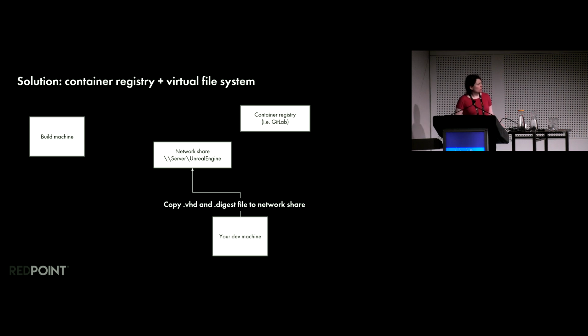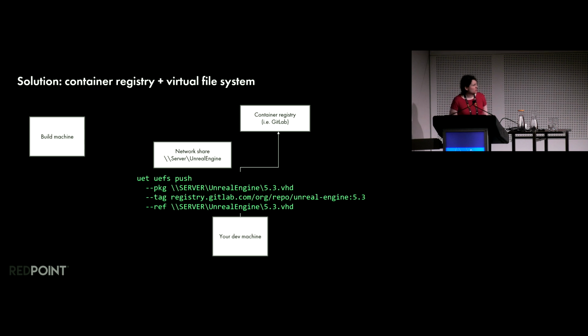Cool. So after we build it, we'll get a VHD and a digest file, which is just a hash of the VHD. And we copy these onto a network share in your studio somewhere or in your office. Then we push that to the container registry. Again, we're not pushing the actual VHD there. We're actually just pushing this little ref string, which is just the path to the VHD for all the build servers to use. And we can set our tag here, registry, gitlab.com or repo, whatever.